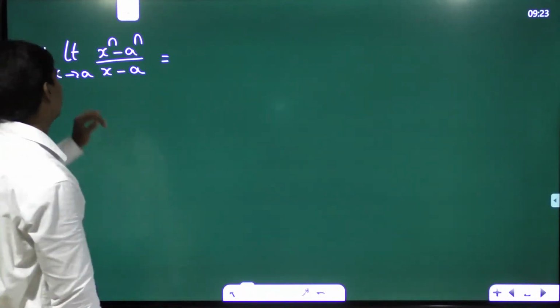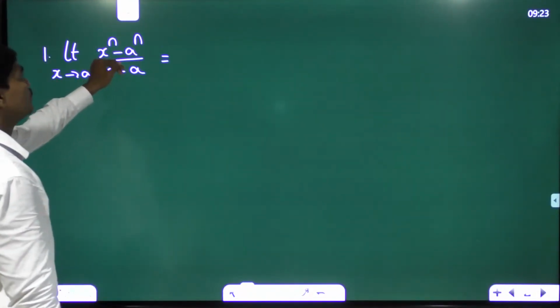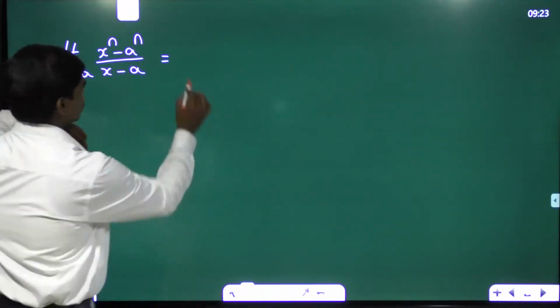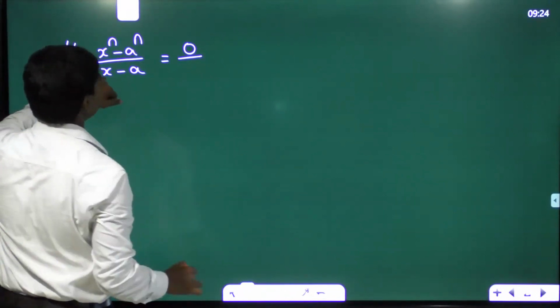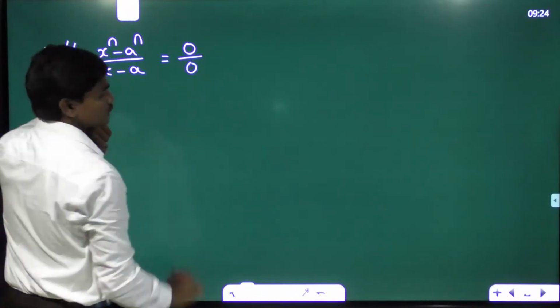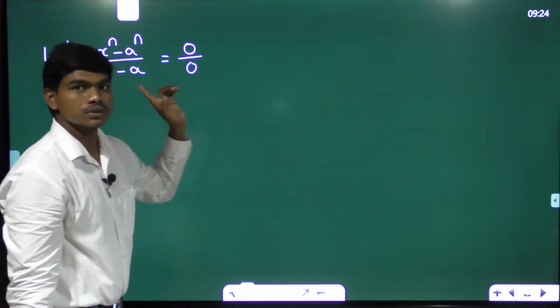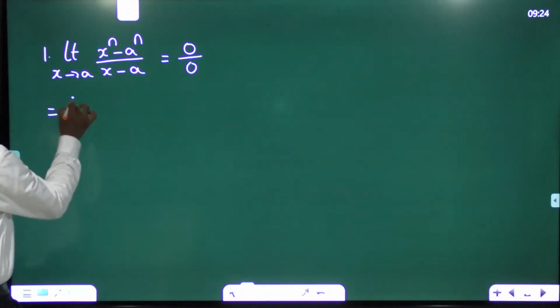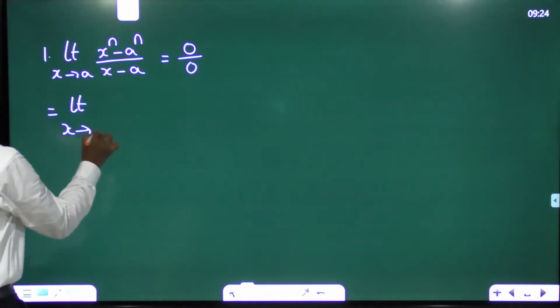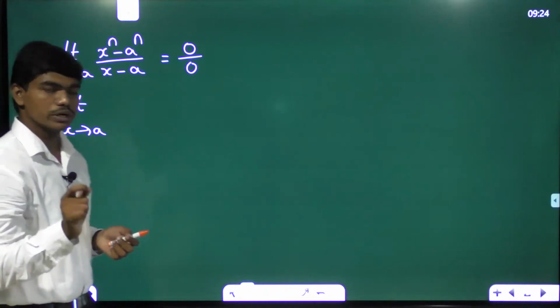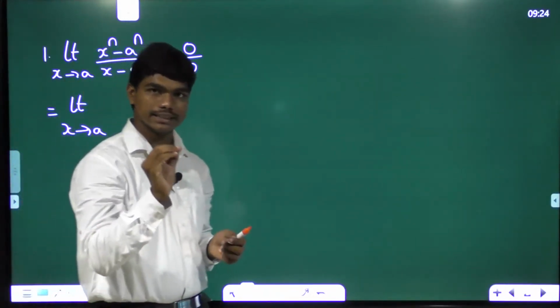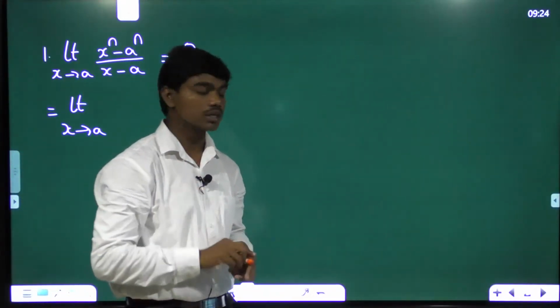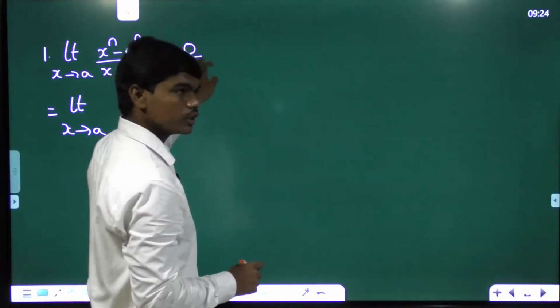Right. Now, if you put this a here, definitely this a^n minus a^n, you are getting 0, and also if you put a here, a minus a is also 0, which means you are getting 0 by 0 form. So now, can we apply this L'Hospital rule here? Yeah, if you apply, this is equal to limit x tends to a, and please make a note, you can apply L'Hospital rule only if you are getting 0 by 0 or infinity by infinity forms. Okay, and in this case, you are getting 0 by 0.